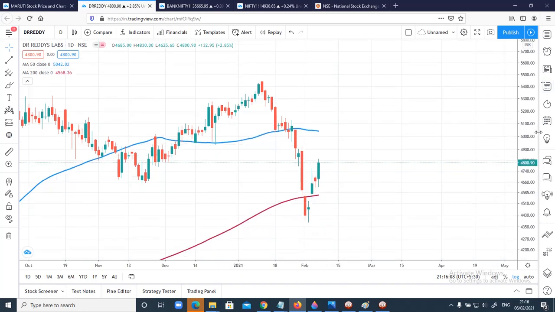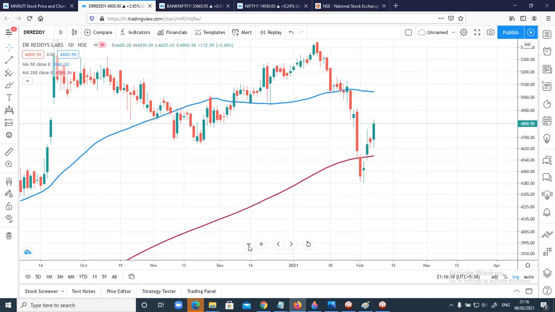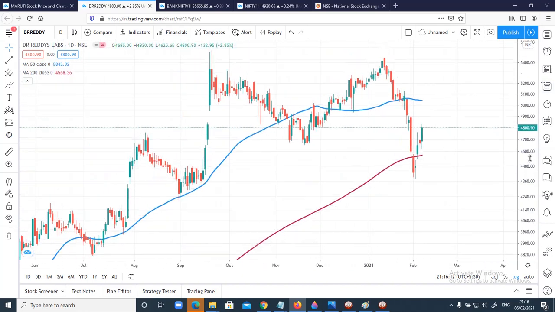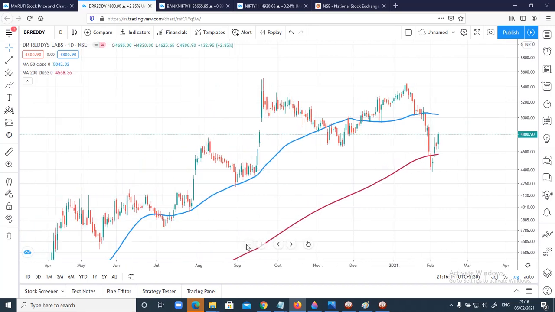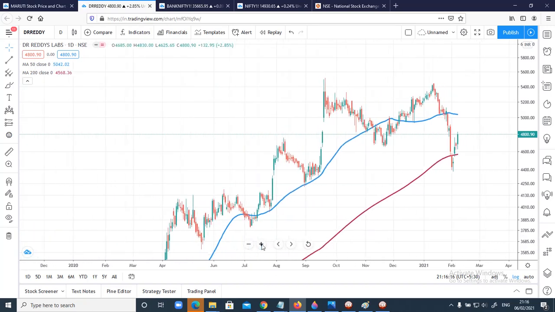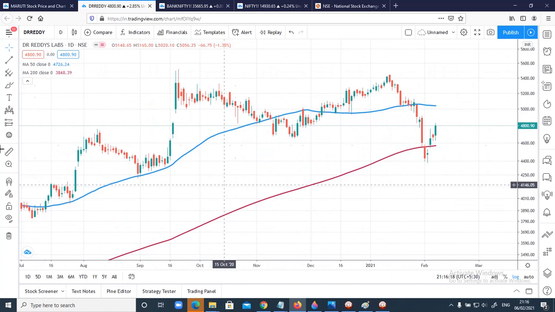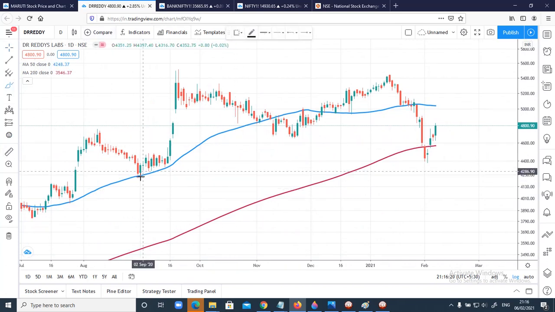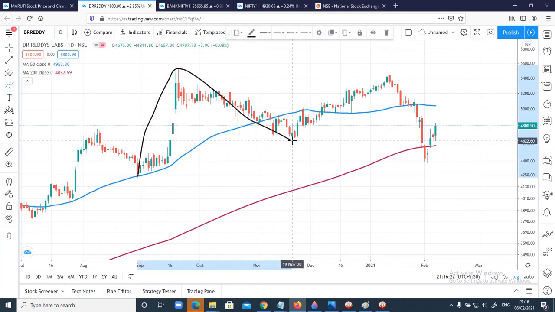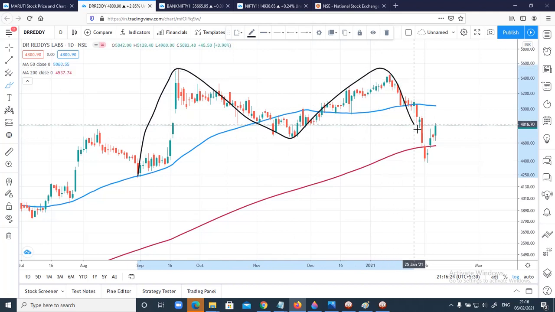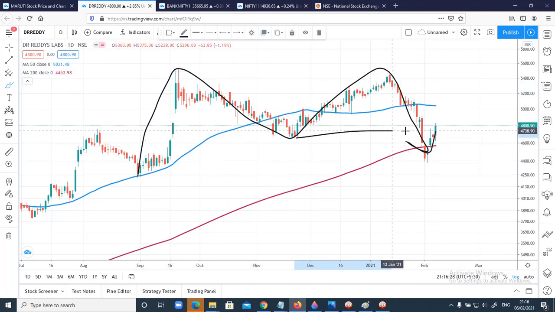Okay, now what has happened here in Dr. Reddy? Let me tell you, Dr. Reddy looks very interesting. In case you guys are aware of chart patterns, this had formed something like a double top, right? And recently it has broken the double top and started moving down. This was the key level in the double top, and it started moving down. This is the one thing I've observed here.